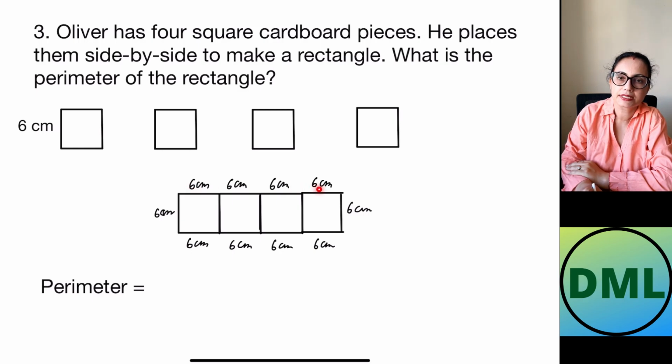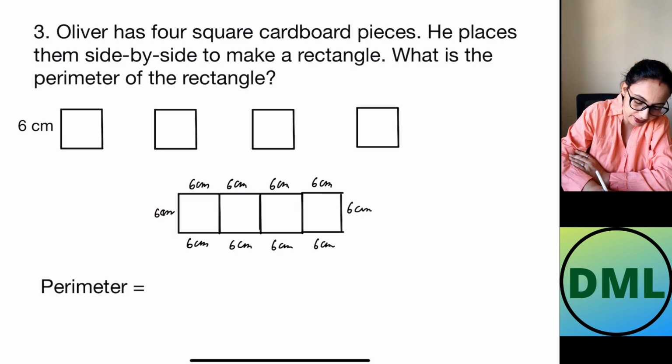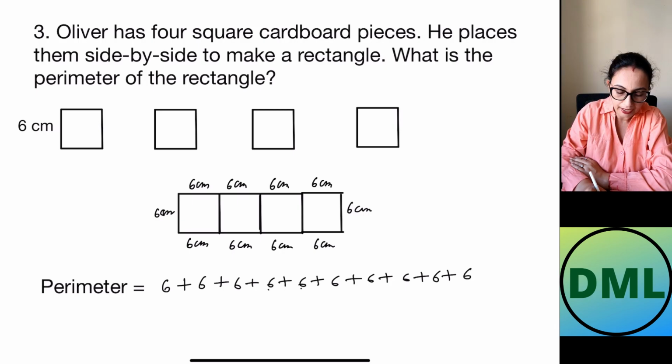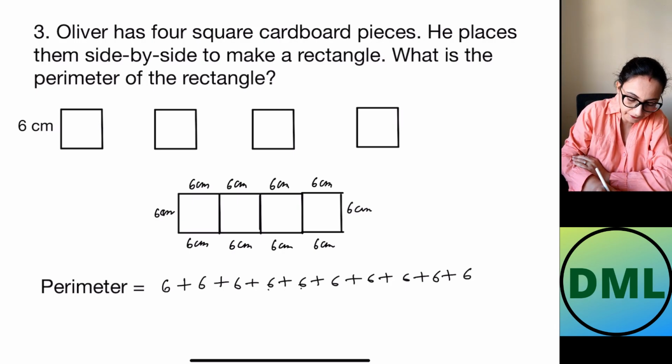How many times is that 6 appearing? Can we calculate that first? 1, 2, 3, 4, 5, 6, 7, 8, 9 and 10 times. 6 is coming 10 times. Let's add 6 ten times. 6 plus 6 plus 6 plus 6 plus 6 plus 6 plus 6 plus 6 plus 6 plus 6, ten times. If I add all of them, my answer will be equal to 60 centimeters.